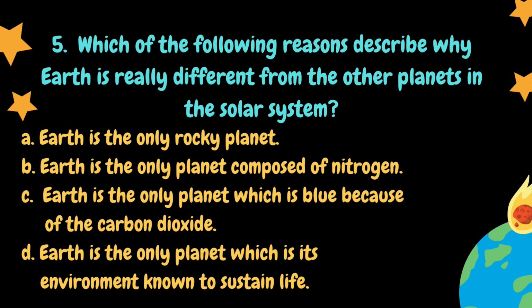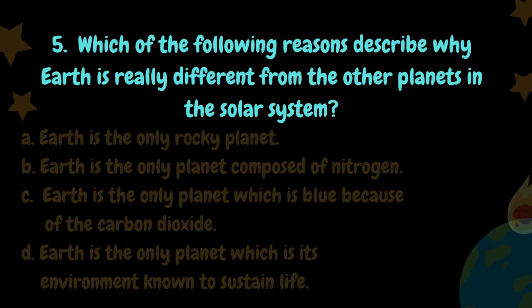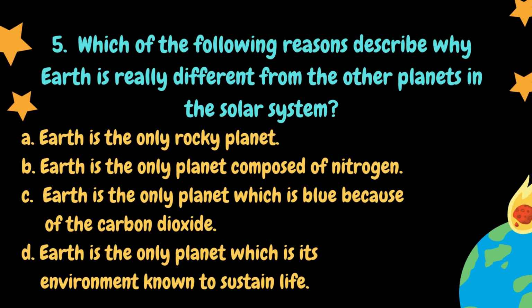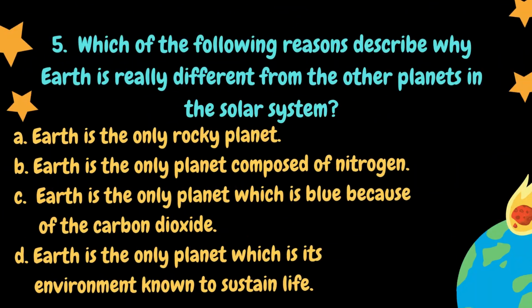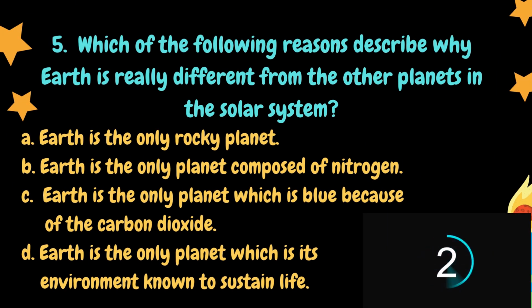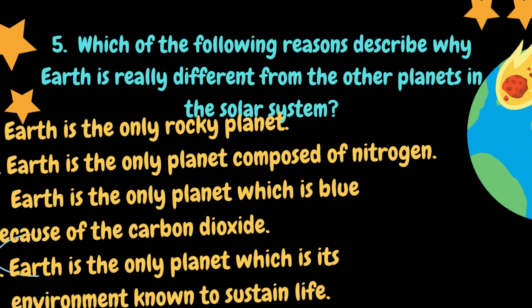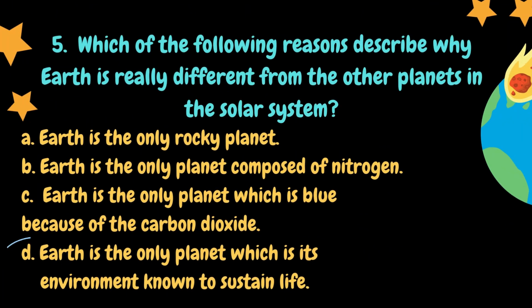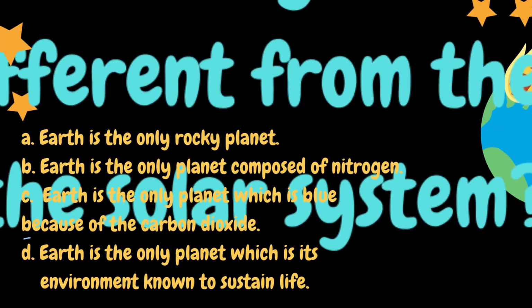Number 5. Which of the following reasons describe why Earth is really different from the other planets in the solar system? Letter A. Earth is the only rocky planet. Letter B. Earth is the only planet composed of nitrogen. Letter C. Earth is the only planet which is blue because of the carbon dioxide. Letter D. Earth is the only planet whose environment is known to sustain life. The correct answer is letter D. Earth is the only planet whose environment is known to sustain life.